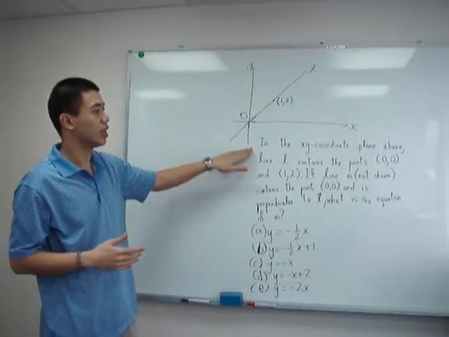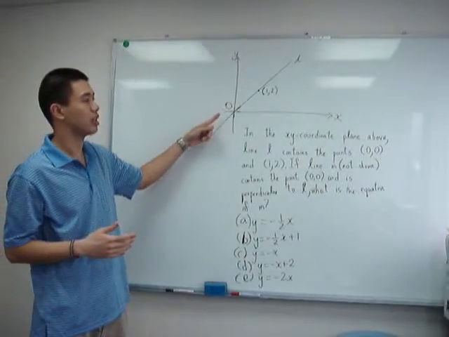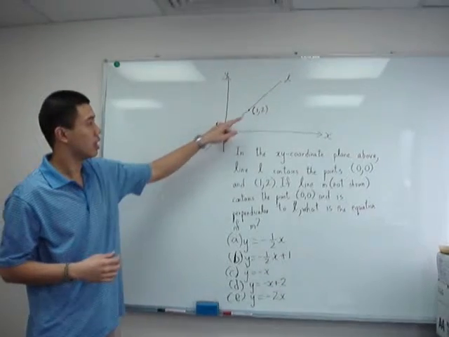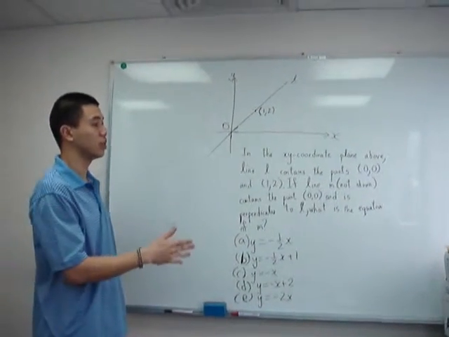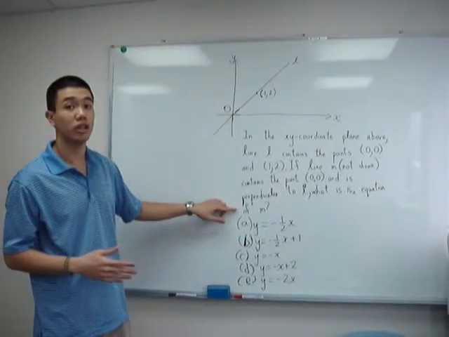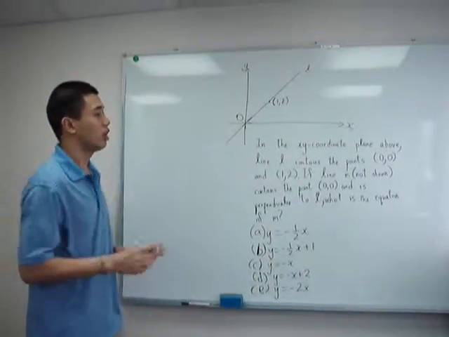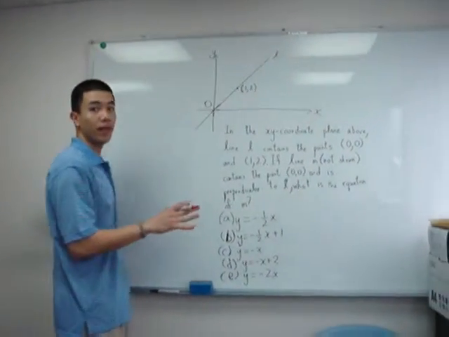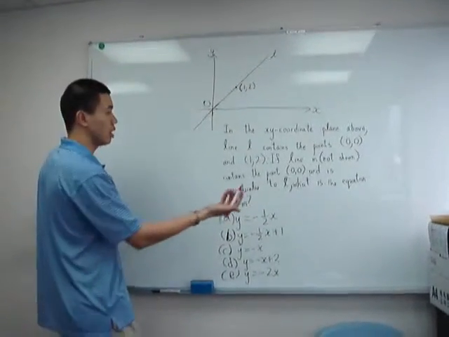Let's read the question. In the xy coordinate plane above, line L contains the points (0, 0) and (1, 2). If line M, not shown, contains the point (0, 0) and is perpendicular to L, what is the equation of M? Now right now as a student, you should highlight information on the question that is important.